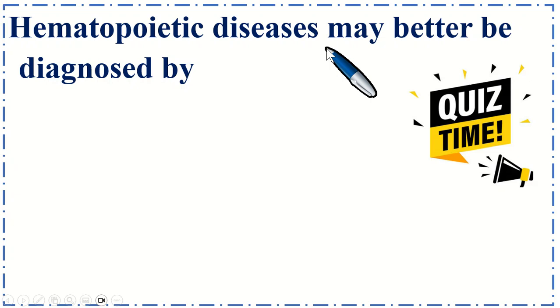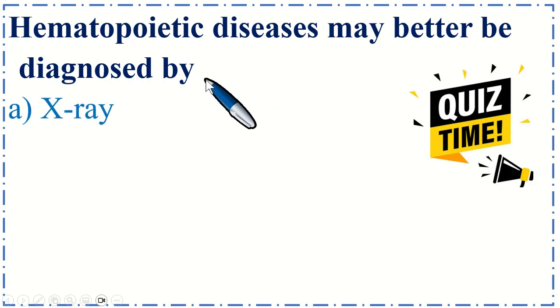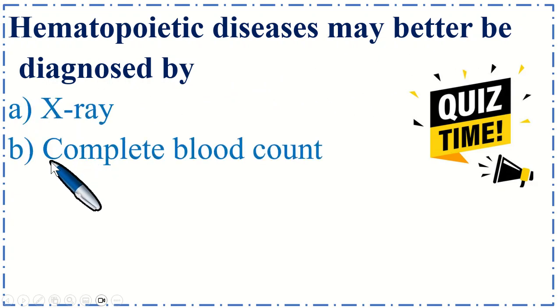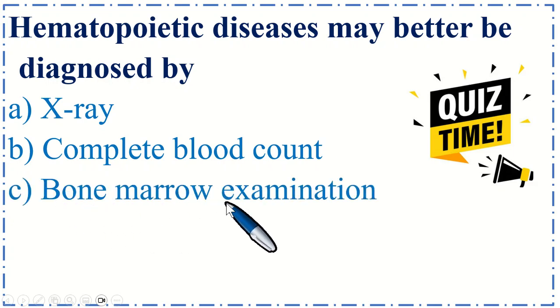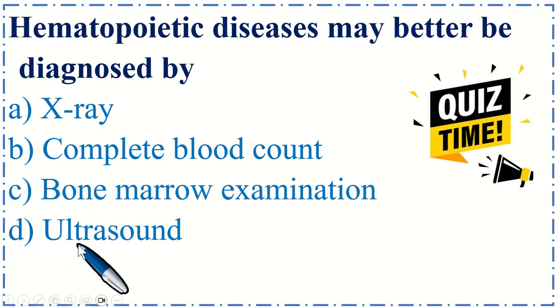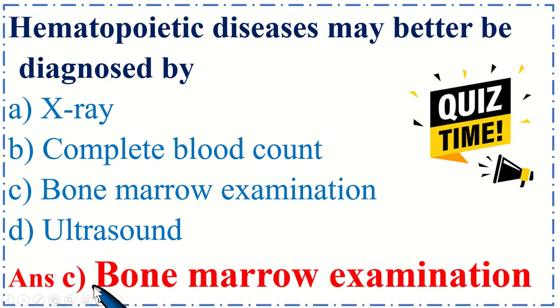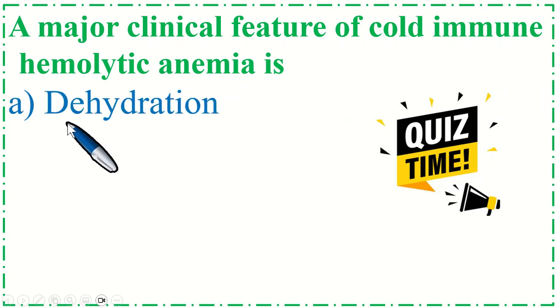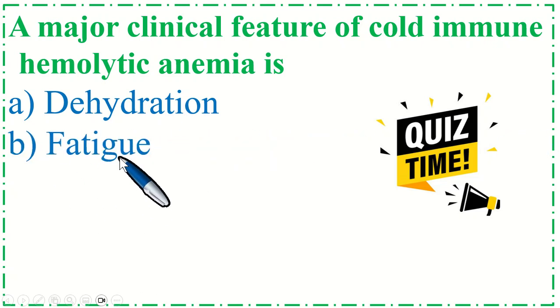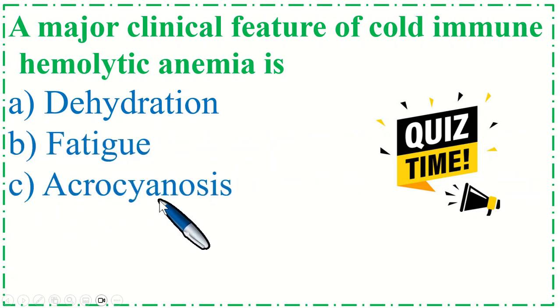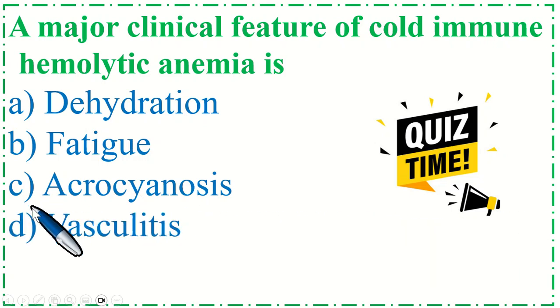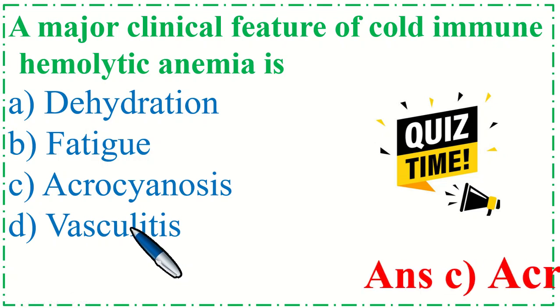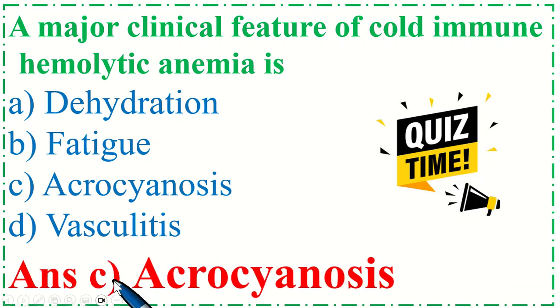Hematological diseases may best be diagnosed by option A X-ray, B complete blood count, C bone marrow examination, and option D ultrasound. Correct option is C bone marrow examination. A major clinical feature of cold immune hemolytic anemia is option A dehydration, B fatigue, C acrocyanosis, and option D vasculitis. So the correct option is C acrocyanosis.